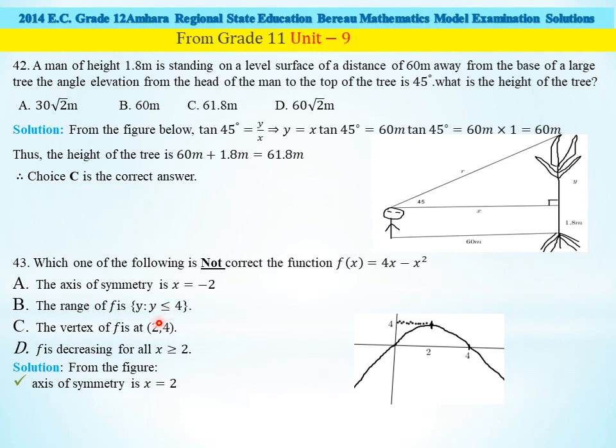C: the vertex of f is at (2,4). Our vertex is here, where it turns. When x is 2, the y value is 4, that means (2,4). So C is also correct.